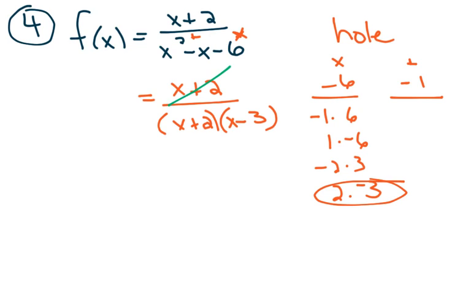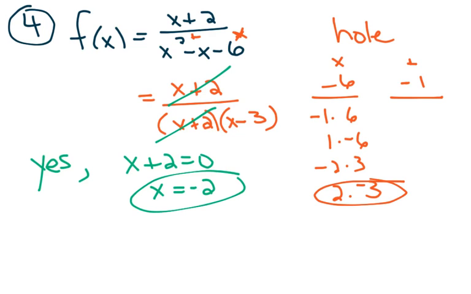Oh, look, I have a common factor in the numerator and denominator, and it cancels. Yes, we have a removable discontinuity. And not only do we have a removable discontinuity, the removable discontinuity is at x equals -2. The way you get it is you take the canceled factor and set it equal to 0 and solve for x.